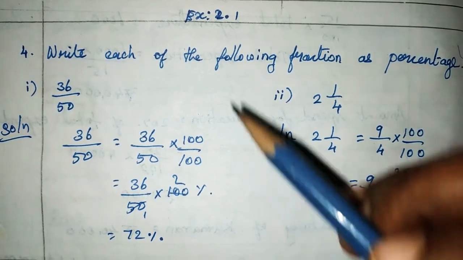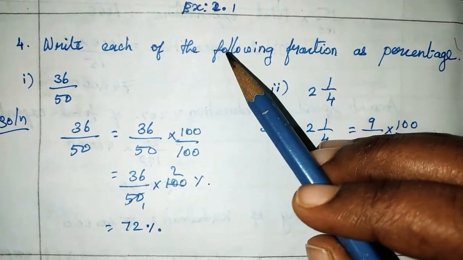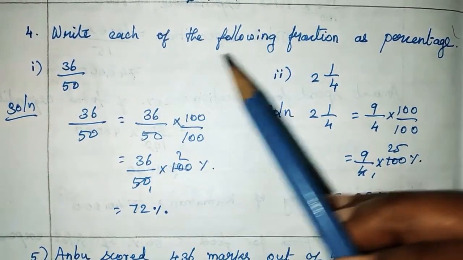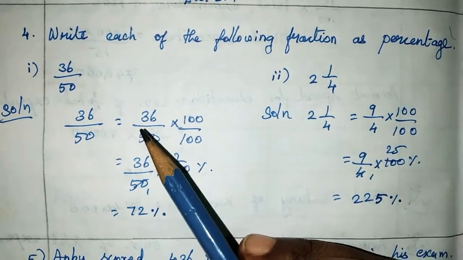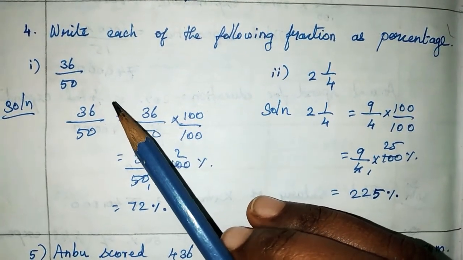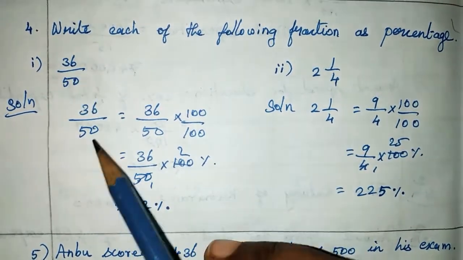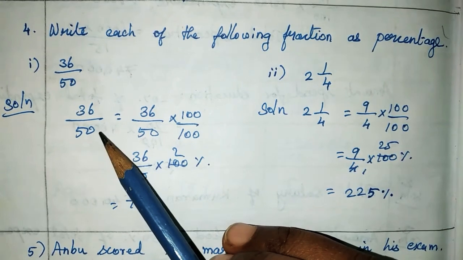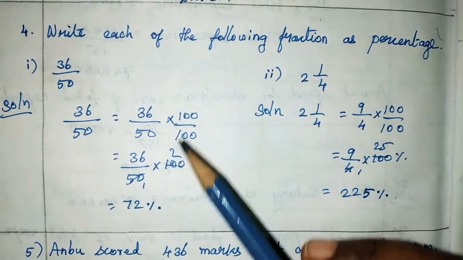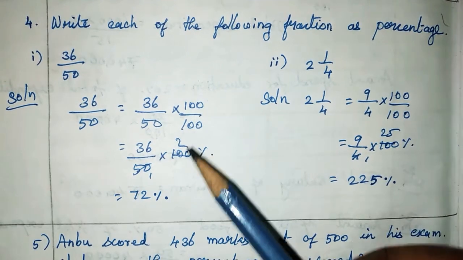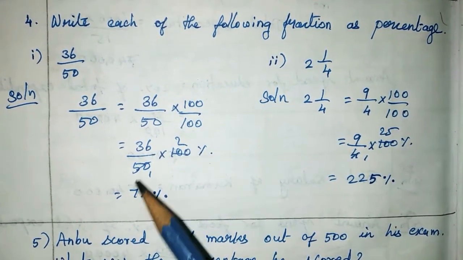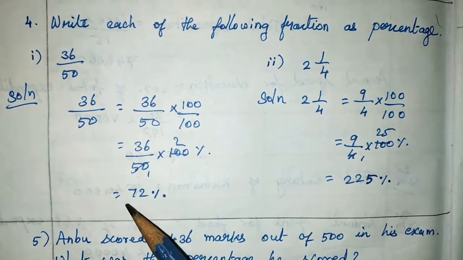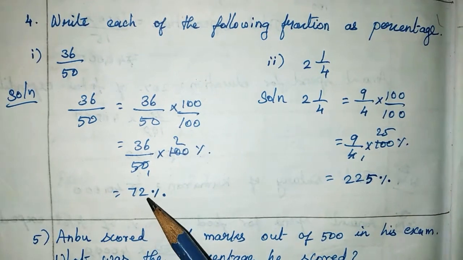Now let's see some problems from exercise 2.1 to convert a fraction into a percentage and a percentage into a fraction. Fourth sum: write each of the following fractions as a percentage. Here the fractions are given. You have to convert each fraction into a percentage. First sum is 36 by 50. To convert this fraction into a percentage, you have to convert the denominator into 100. For that, we multiply numerator and denominator by 100. Then 100 by 100, in the next step, we can write as 100%. That is 36 by 50 into 100%. We cancel by the common factors. We get 36 by 50 is equal to 72%.